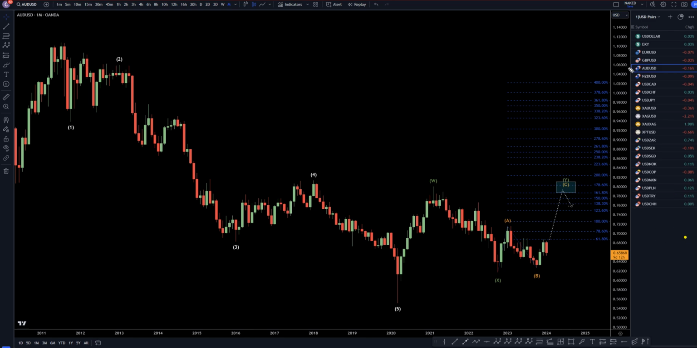I'm going to be analyzing the Aussie US dollar, starting on the monthly, working my way down to that 1 hour time frame for the full top down analysis.